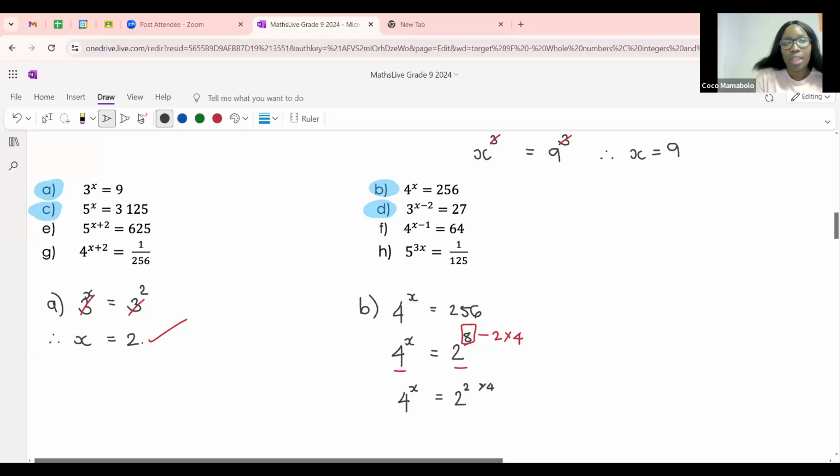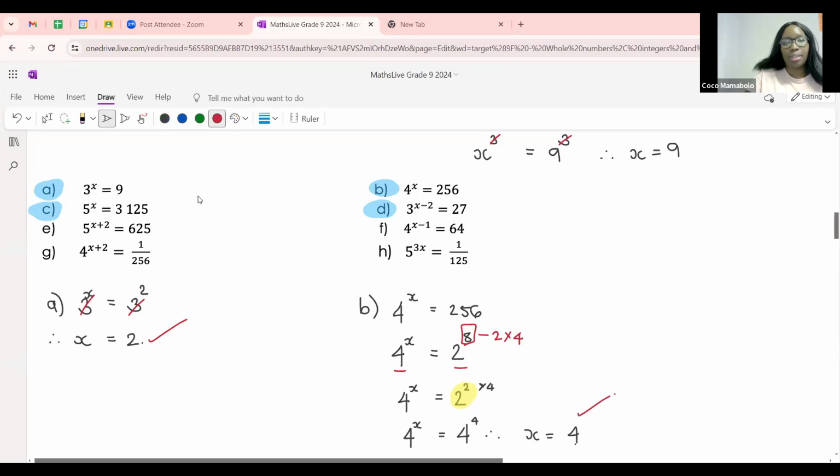And I know that this part, 2 to the power of 2, 2 squared is 4. So I can then change that to 4 to the power of x is equal to 4 to the power of 4. Therefore, oh, my pen's not writing. There we go. Therefore, x is equal to 4. All right, 1 mark there, if you got that one right.